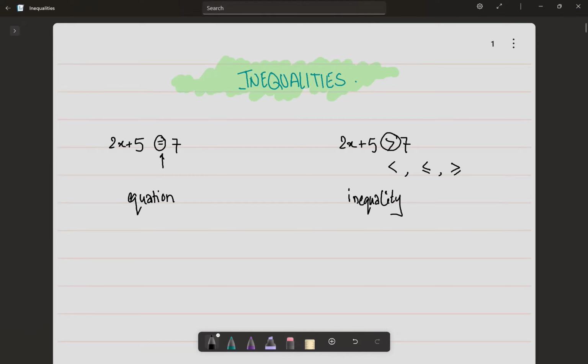Equations have very specific solutions. When we solve this equation, we get 2x is equal to 7 minus 5, which gives us 2x is equal to 2. So x should be equal to 1. What we have here is a specific solution. When we have a linear equation, we get one solution. Quadratic equations, where we have a square, are supposed to give two solutions. So equations have a specific number of solutions.